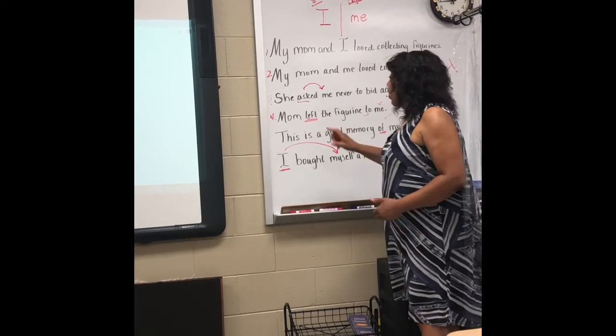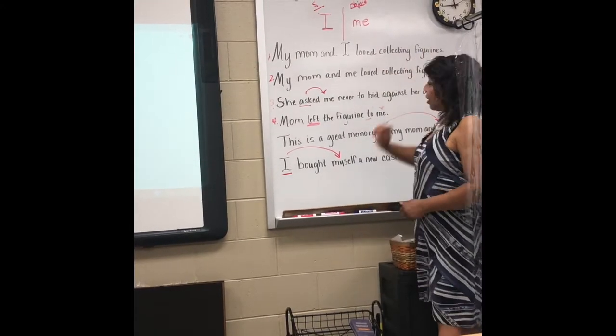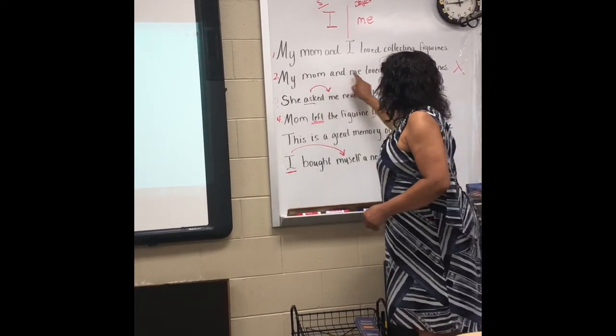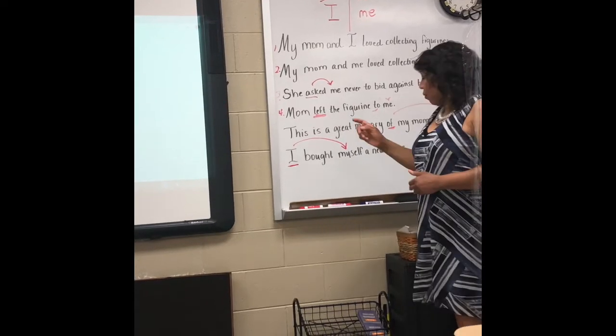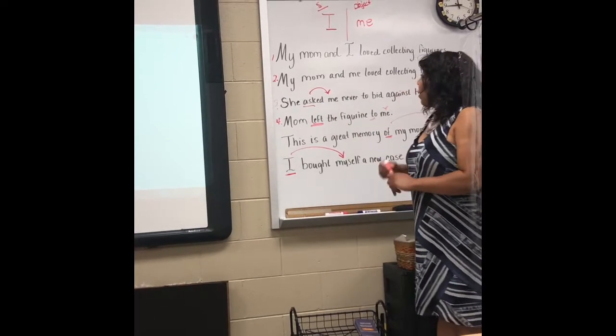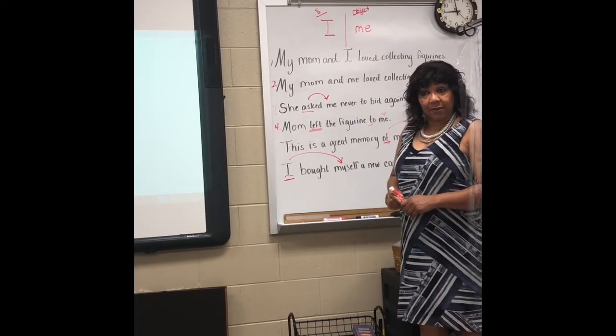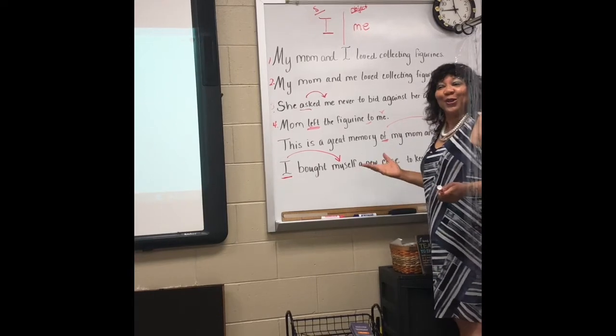Okay? For instance, let's look at sentence 1 and 2. My mom and I love collecting figurines. Sentence number 2. My mom and me love collecting figurines. Which one am I going to use? My mom and I. Because you can't say me love collecting figurines, correct? And you saw the X right there too, right?